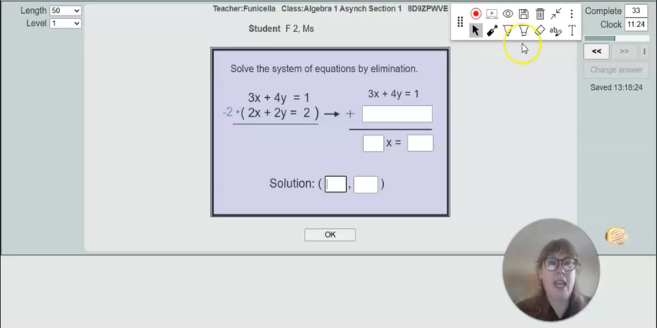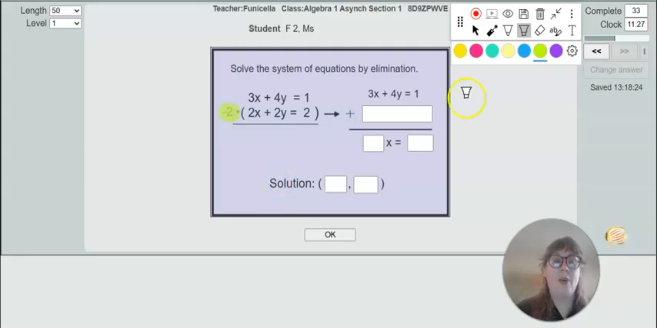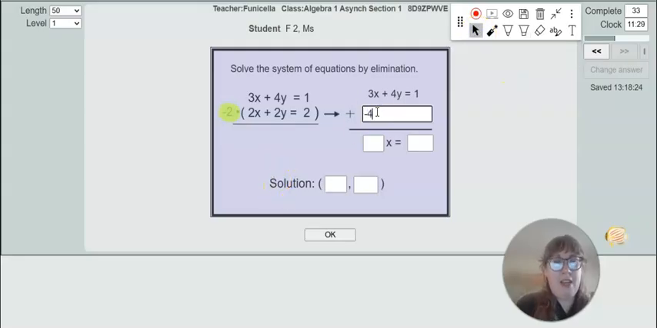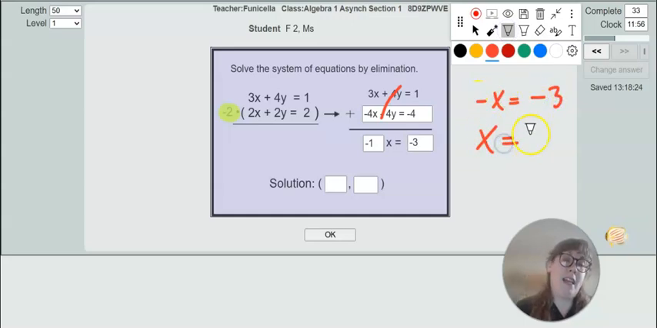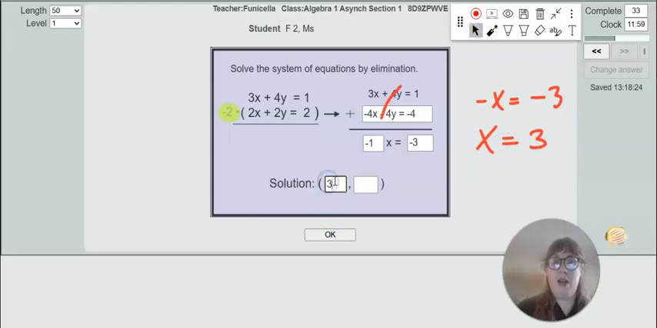Originally, these variables will not cancel, so we're going to multiply our second equation by a negative 2 to get a negative 4x minus 4y equals negative 4. Beautiful. 3x plus negative 4x is a negative 1x, and the y's will cancel. 1 plus negative 4 is a negative 3. So negative x equals negative 3, divide both sides by a negative 1, we would get x equals a positive 3.